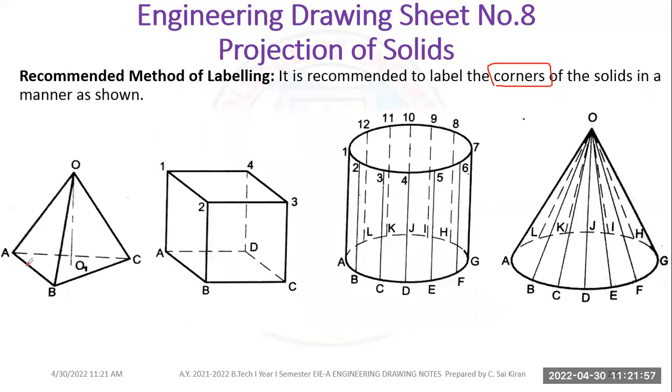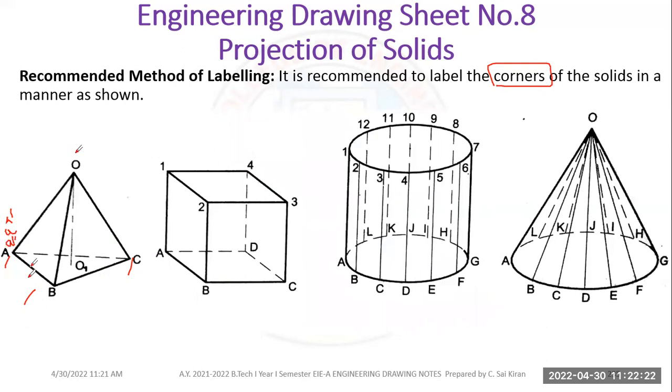If you see this one, the bottom is a triangle, so you'll get A, B, C. This is for the solid, and for the solid it will be capital letters. Whenever you are projecting in the front view, it will be small letter a dash. Whenever you are projecting in the top view, then it will be small letter a. And whenever you are projecting in the side view, you have to write a double dash. So this is a standard representation you should know.